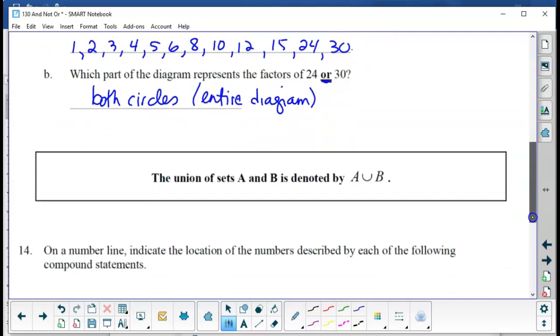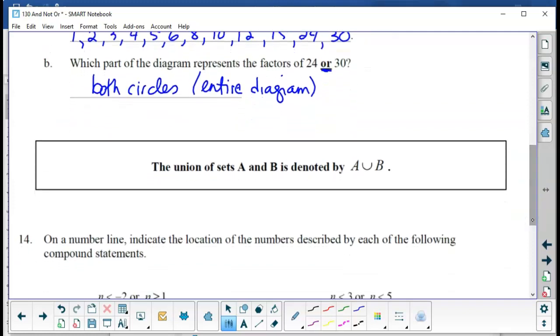Right? So, the union of sets is denoted by this sort of what looks like a U. Okay? And so, because it looks like a U, it kind of makes sense that it's the union. So, that really represents the word or. So it's in one set, or the other set, or both sets.